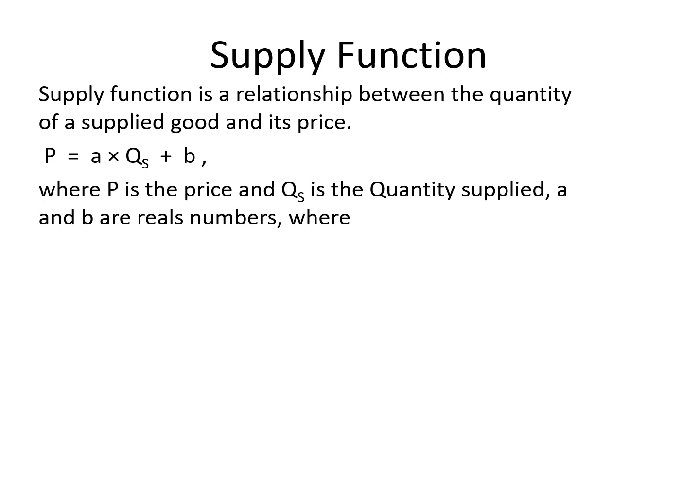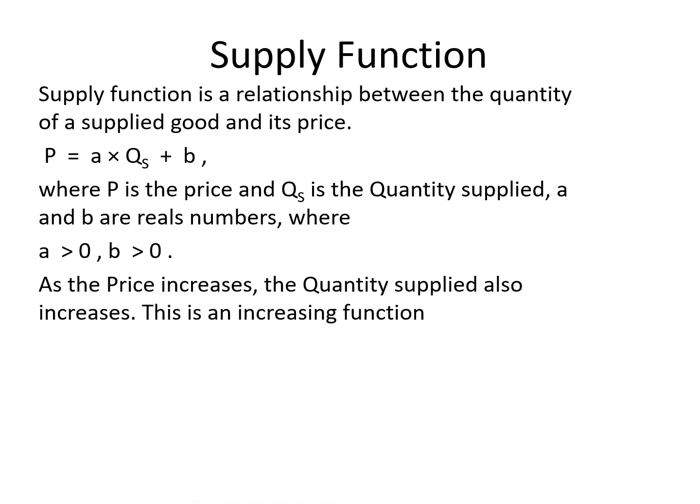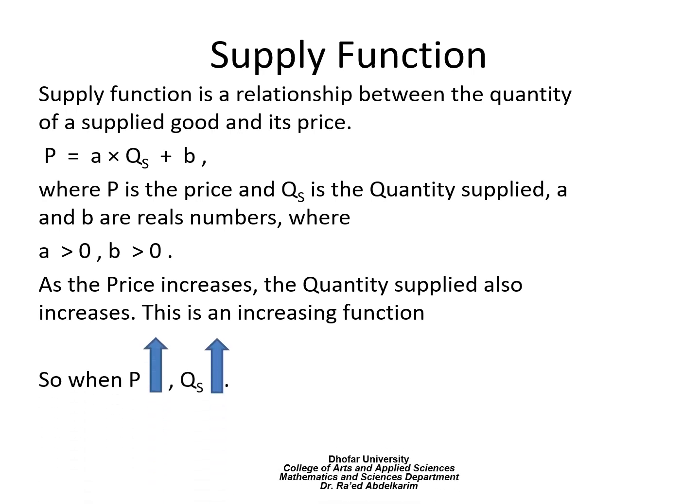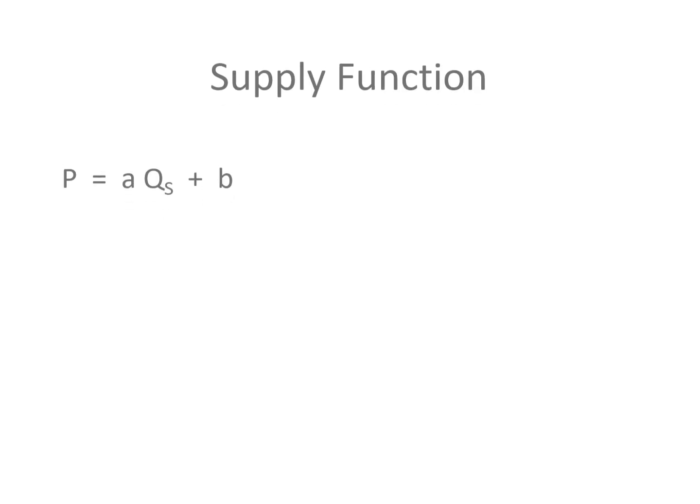A and B are real numbers where A is larger than B, and A is larger than 0 and B is also larger than 0. So both A and B are greater than 0. Both of them are positive numbers. As the price increases, the quantity supplied also increases, and this kind of function is called an increasing function. You can see here, if P is going up, QS is going up.